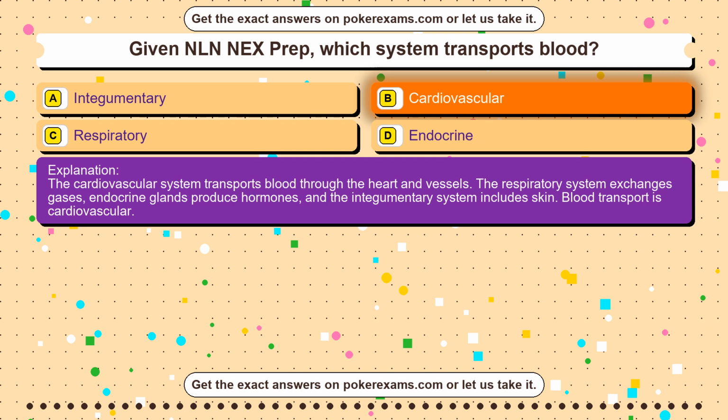The cardiovascular system transports blood through the heart and vessels. The respiratory system exchanges gases, endocrine glands produce hormones, and the integumentary system includes skin. Blood transport is cardiovascular.